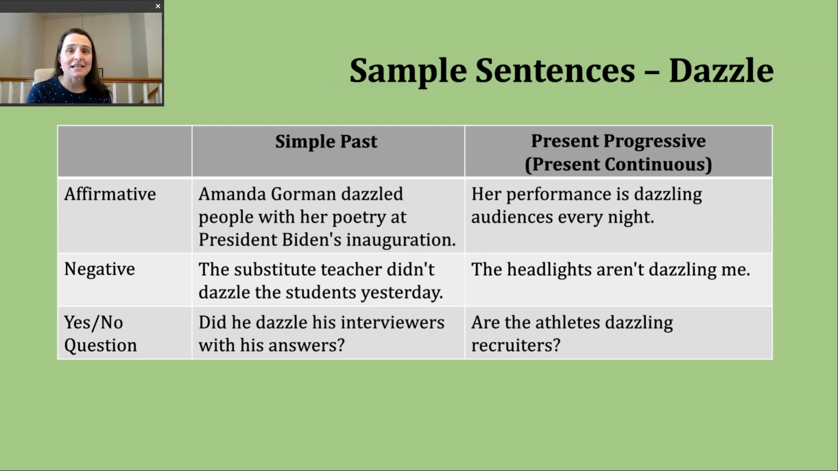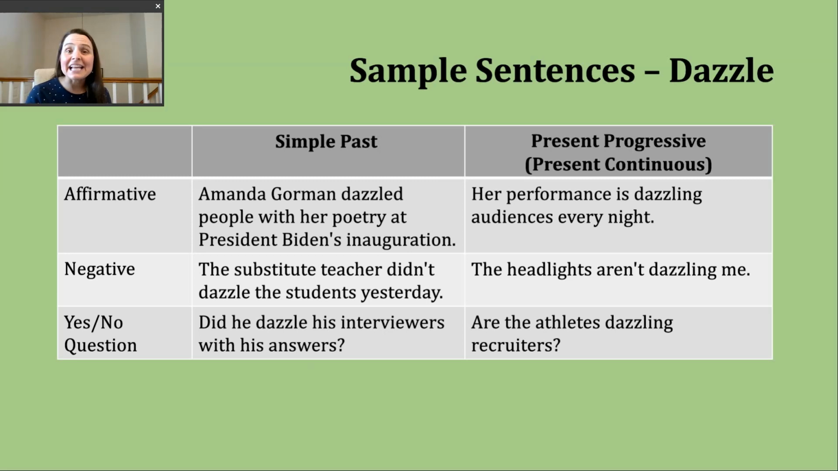Now, to make a negative sentence in the simple past tense, our structure is going to be did, not, and then the base verb. So here we're not using that ed form, not in the negative. You might hear some people combine did not into one word, the contraction didn't. You can see that in my example here. The substitute teacher didn't dazzle the students yesterday. So another way of saying did not impress. They weren't thinking like, gosh, we hope this person comes back and fills in for our teacher.